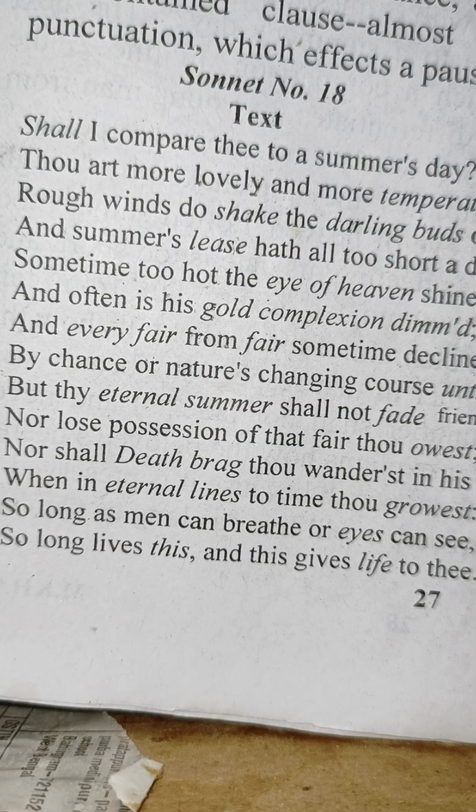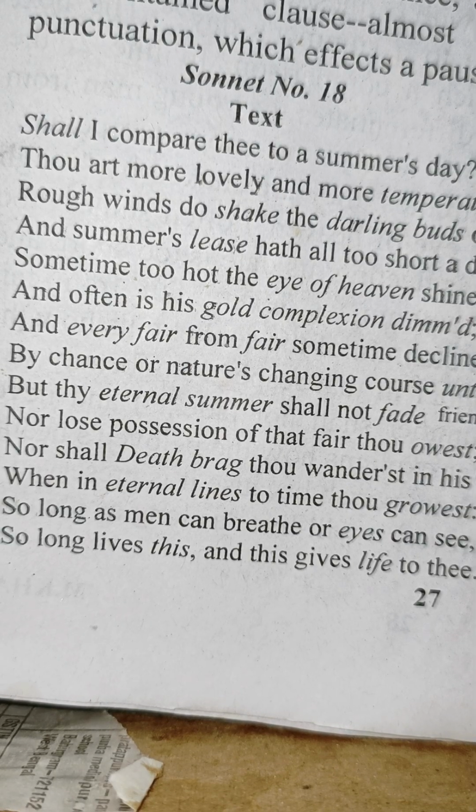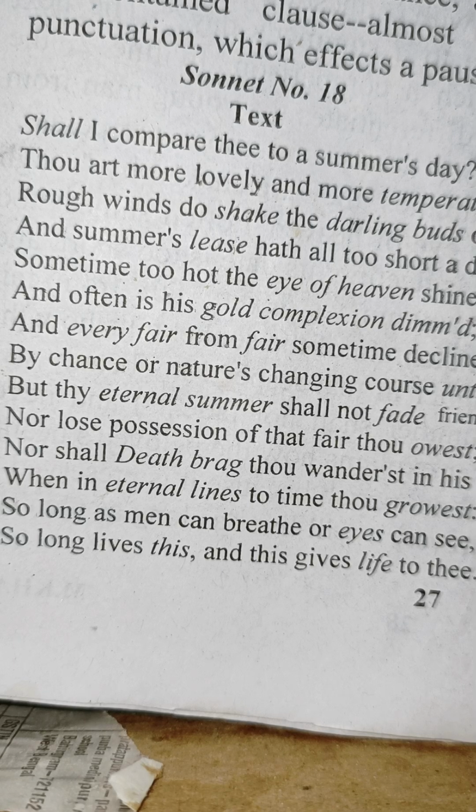Your means the beauty of the poet's fair friend. When in eternal lines to time thou growest, because I am going to eternalize you in the lines of poetry, in the golden lines of letters, in the realm of art. So nothing can change you. Time will not change you.